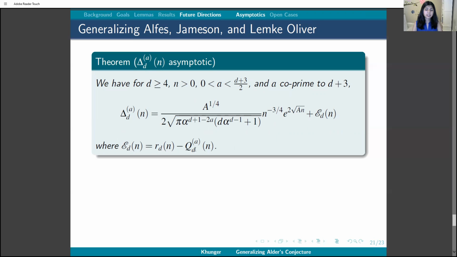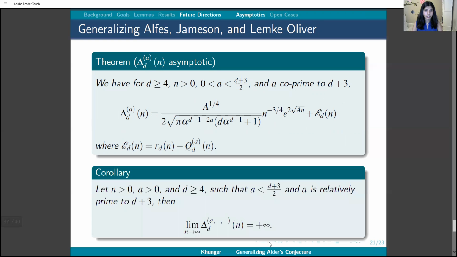So what this means then is that as n goes to infinity, this error term vanishes, which means that as a corollary, we can find that the limit as n goes to infinity of delta sub d a dash dash of n is equal to positive infinity, which lends some affirmation that our conjecture is in fact correct based on these asymptotics.